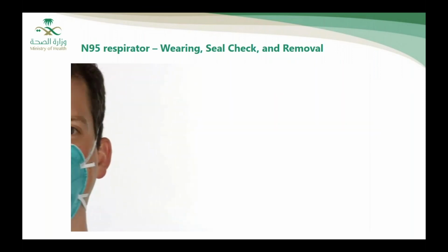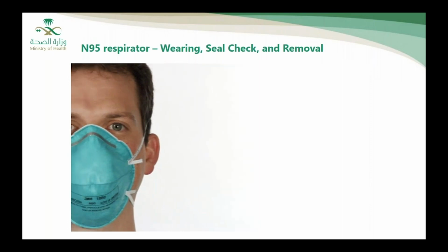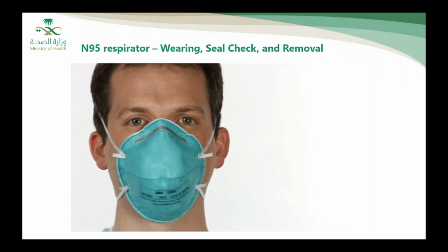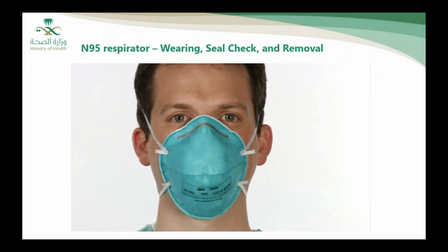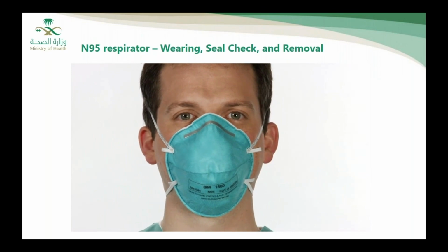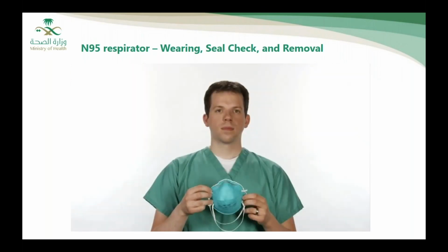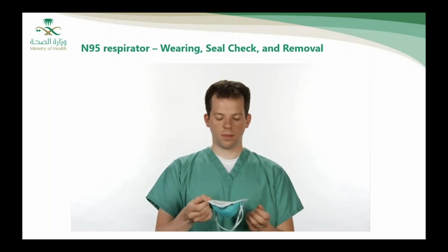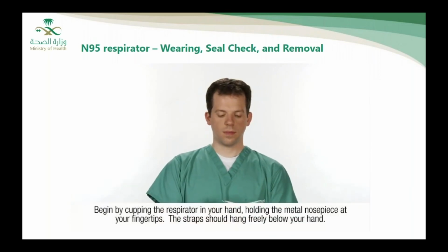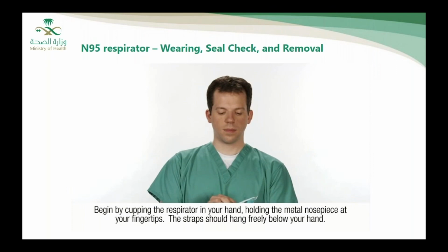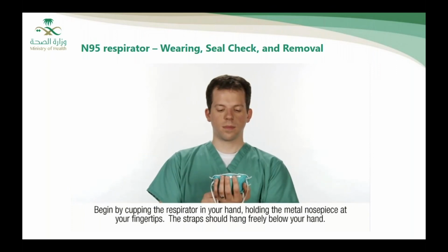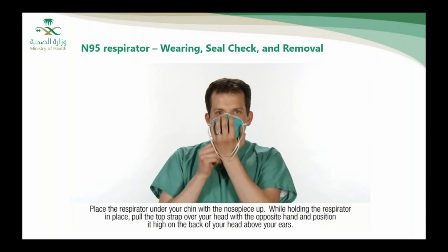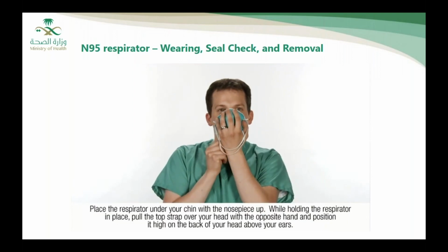The 3M 1860 is a cone-shaped particulate respirator and surgical mask. The 1860S is a smaller version of the 1860. Follow these instructions each time you don your respirator in order to achieve a proper fit. Begin by cupping the respirator in your hand, holding the metal nosepiece at your fingertips. The straps should hang freely below your hand. Place the respirator under your chin with the nosepiece up.